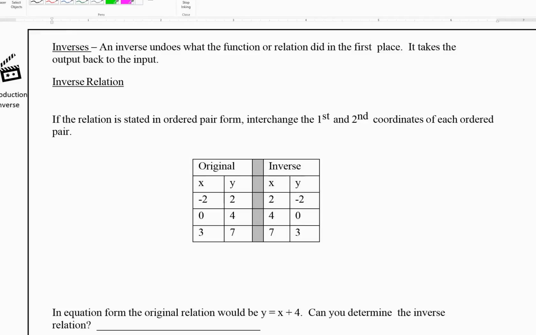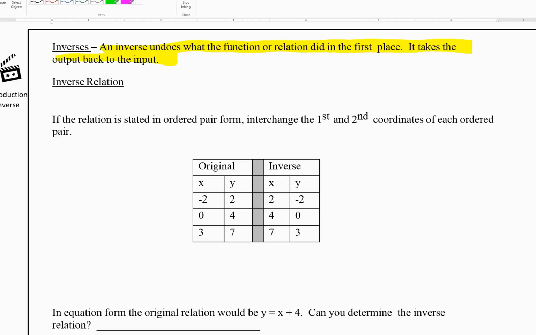Okay, here we have kind of the last big definition about functions for this course. We're going to talk about what it means for a function to be an inverse of another function. So here's the definition. An inverse undoes what the function or relation did in the first place. It takes the output back to the input.